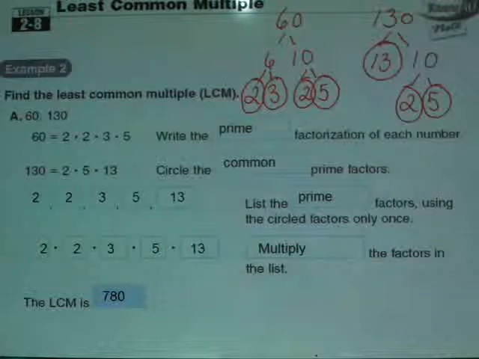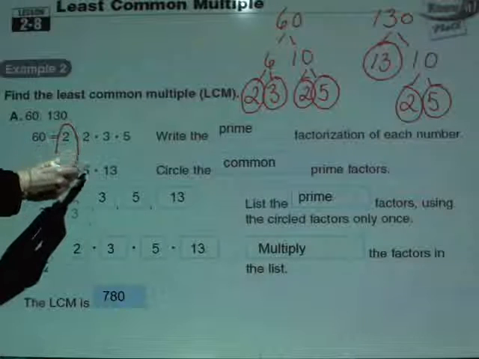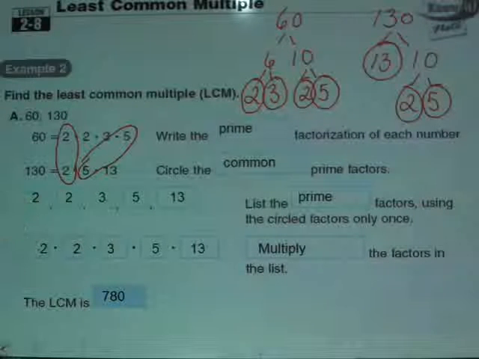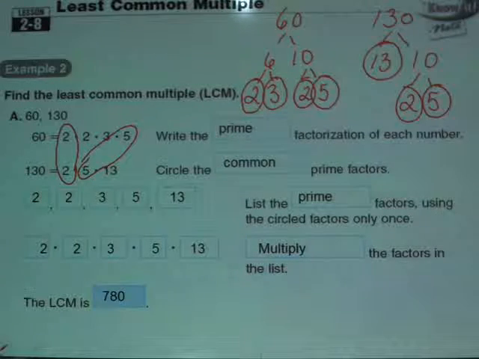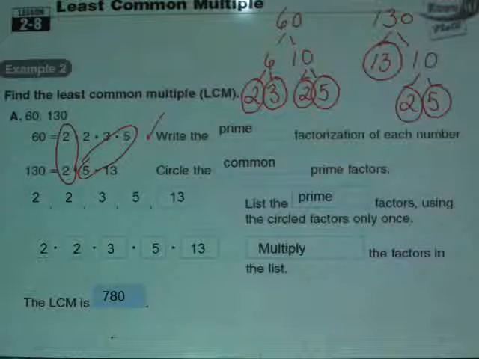All right, stay with me. Now you're going to circle what's in common between the two rows here. So you've got a 2 and a 5. And again, this is still looking like greatest common factor. Next step, pick a row. Top row, bottom row, doesn't matter. I'm going to pick the top row. And again, still looking like greatest common factor.